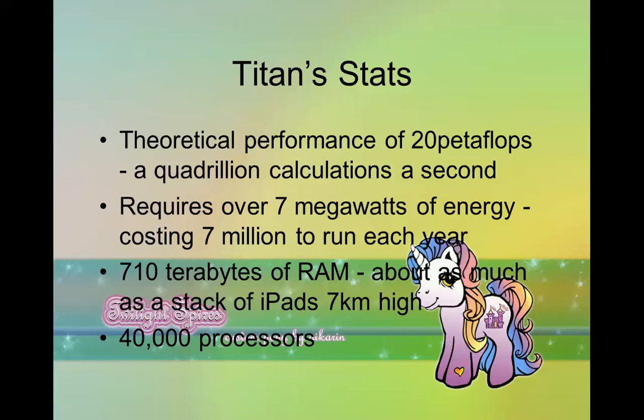What makes Titan special and very interesting is that it uses a new type of architecture that has graphical processing units, like gamers use to make their video games run very, very quickly. It also has 710 terabytes of RAM, which is about as much as a stack of iPads 7 kilometers high. Jaguar, the computer they upgraded, had 79,000 processors, and they added on 40,000 more processors. This thing, obviously, is very expensive to run: it requires over 7 megawatts of energy each year, electricity costs $7 million to run, but the computer itself costs $60 million.